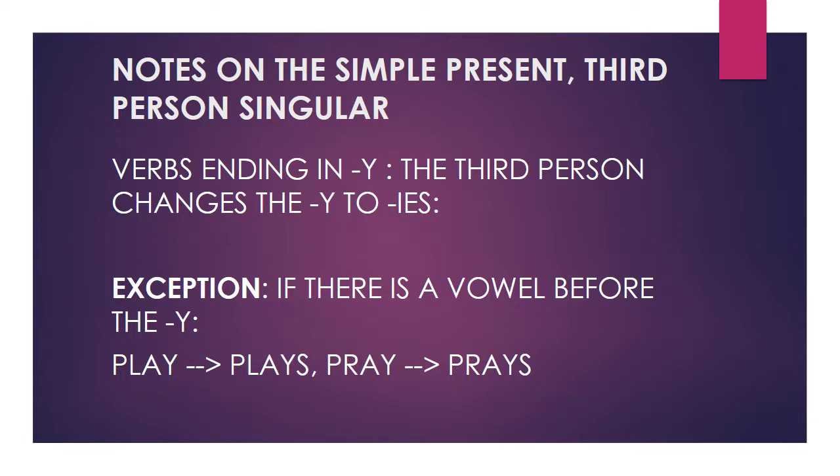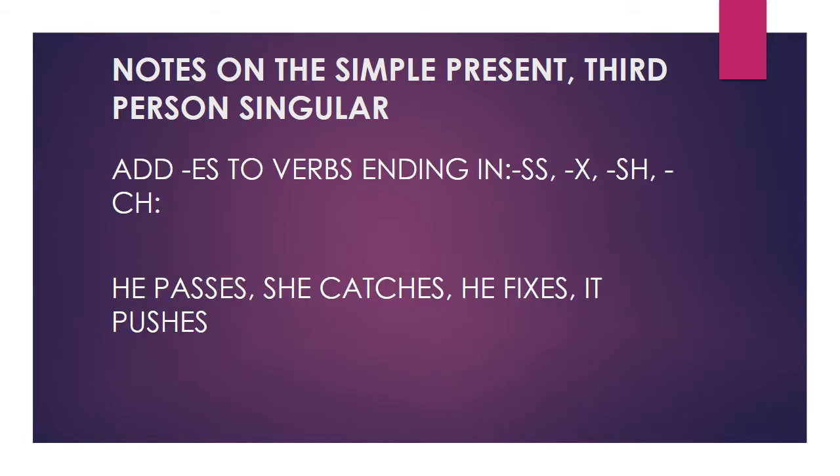However, there is an exception to this rule. The y changing into ies applies when there's not a vowel before the y. So with play, the a is a vowel before the y, and then you only add an s. And add es to verbs ending in s, x, sh, ch. He passes, she catches, fix, fixes, it pushes.